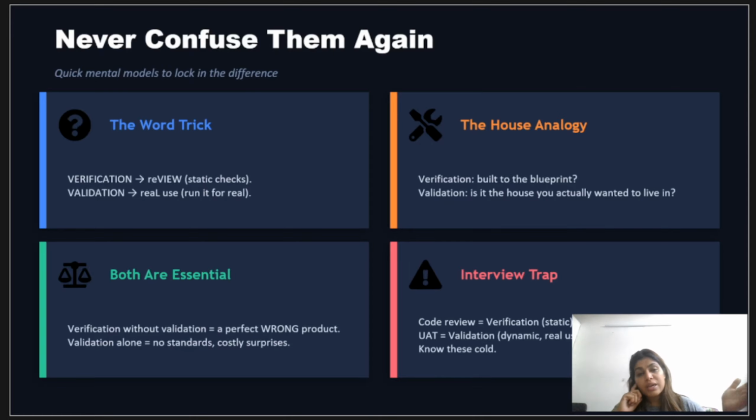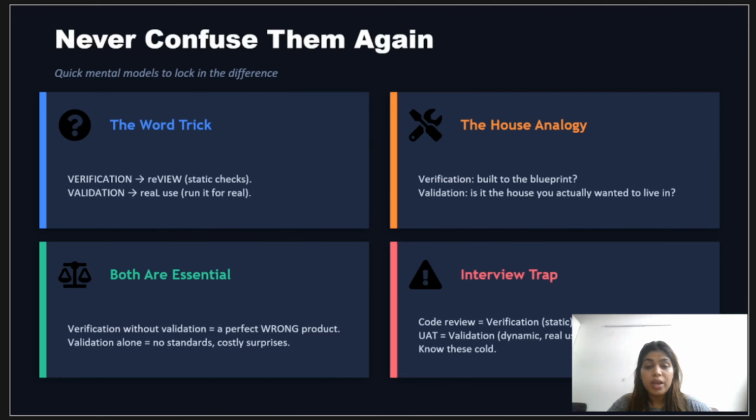If we talk about the house analogy, verification is, did the builder follow the blueprint exactly? And validation is walking in and asking, is this actually the home I wanted? You can nail the blueprint and still build the wrong house. Both are essential. Verification without validation is a perfect wrong product. So this is the maturity point. It's not verification or validation. It's both. Verification alone will give you a flawlessly built product that might be completely wrong, and validation alone will give you something users like but with no engineering discipline, full of late, expensive surprises. Quality needs both working together.